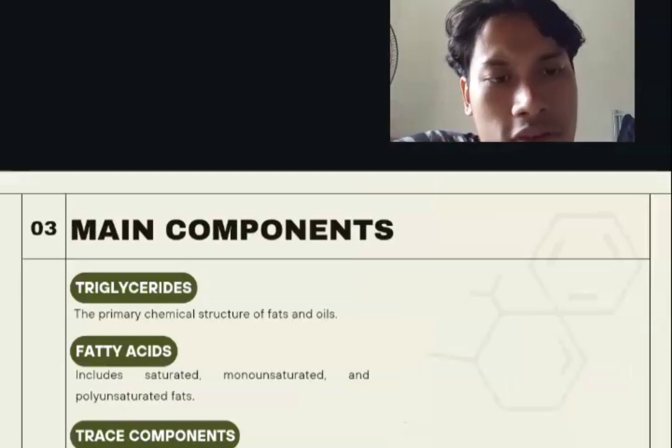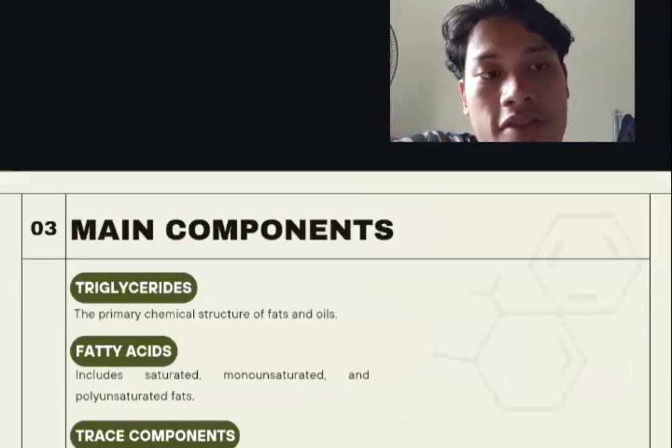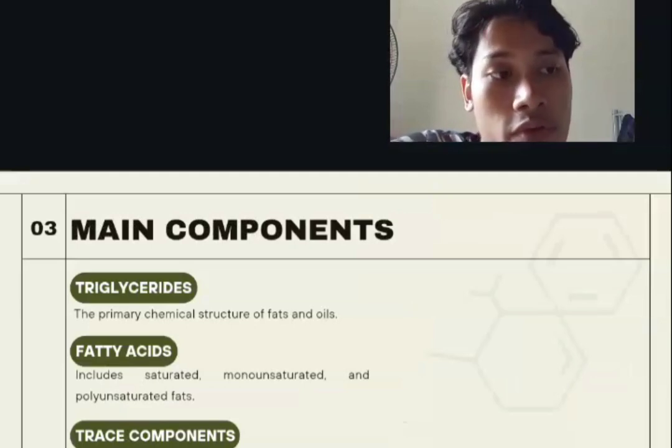For the saturated fatty acids, we can find them in coconut oil, palm oil, or even butter. These fats are stable at high temperatures, which makes them good for frying, but too much can also increase our cholesterol levels. So we have to control the consumption of it.